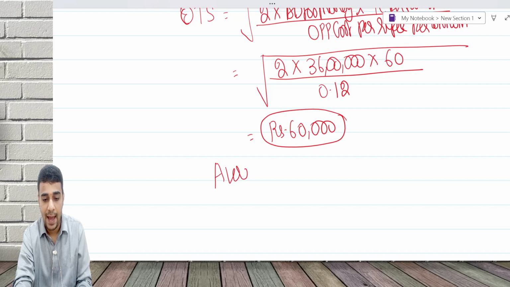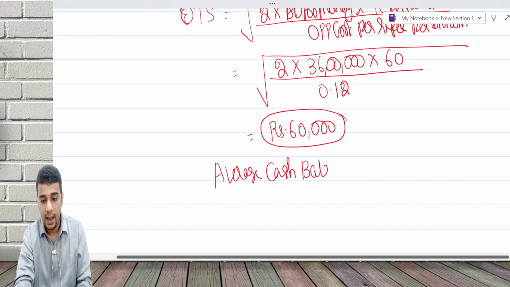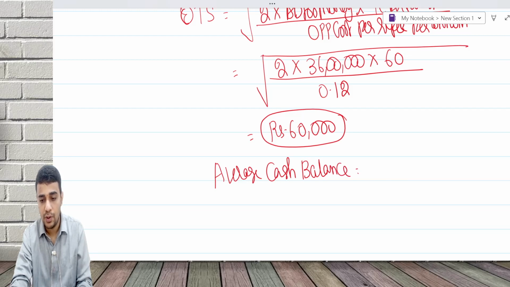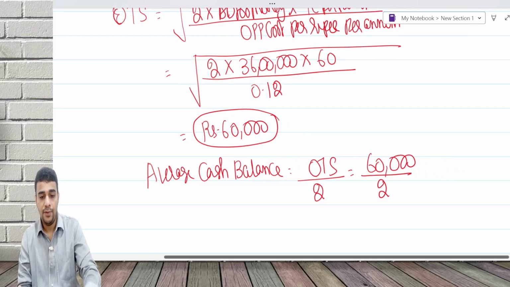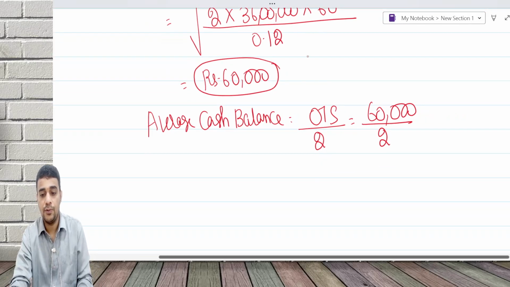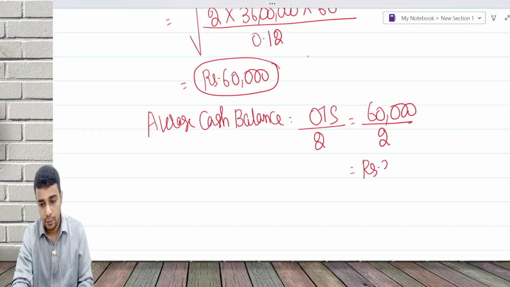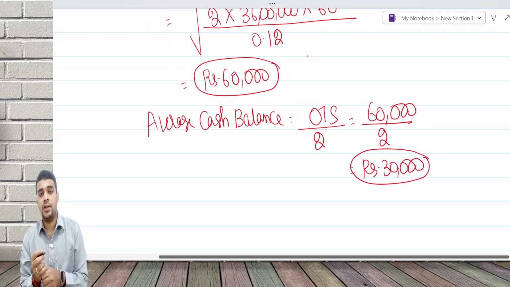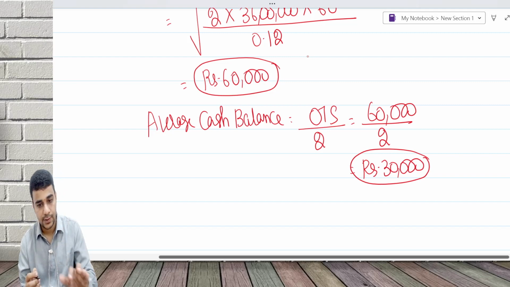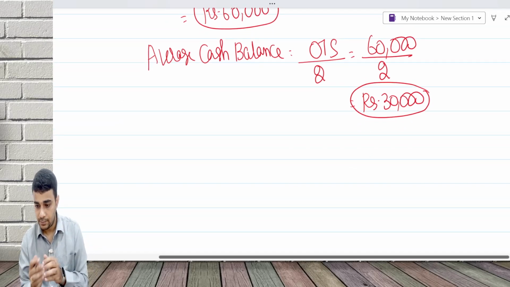Average cash balance, like average inventory, is equal to optimum transaction size, EOQ by 2. 60,000 by 2. Average cash balance is rupees 30,000.